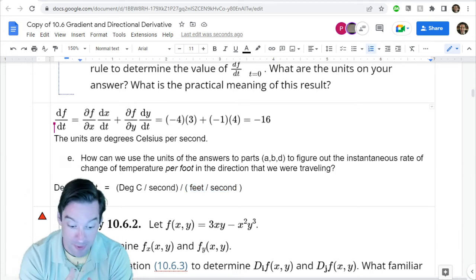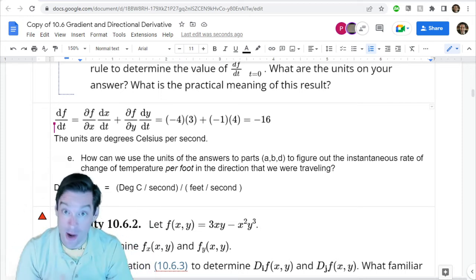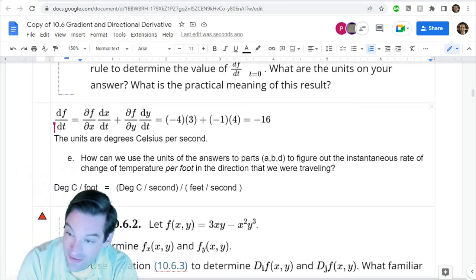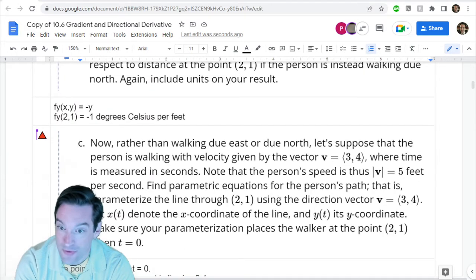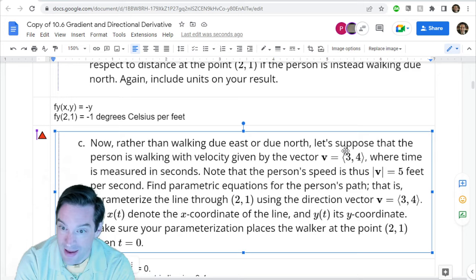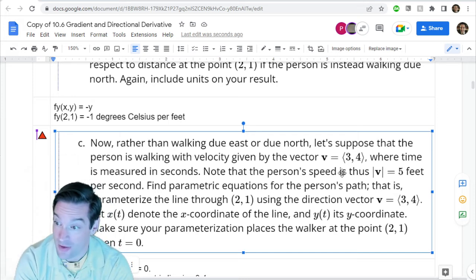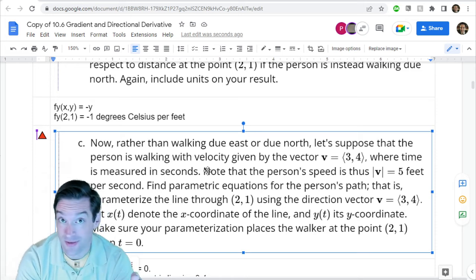So what we would like to do in order to wash that speed aspect out of our parameterization and recover a slope is divide by the speed. And we can find the speed by finding the magnitude of the velocity vector. Our velocity vector was (3, 4) in this problem. The magnitude of v is the square root of 3 squared plus 4 squared, which is the square root of 25, which is 5.